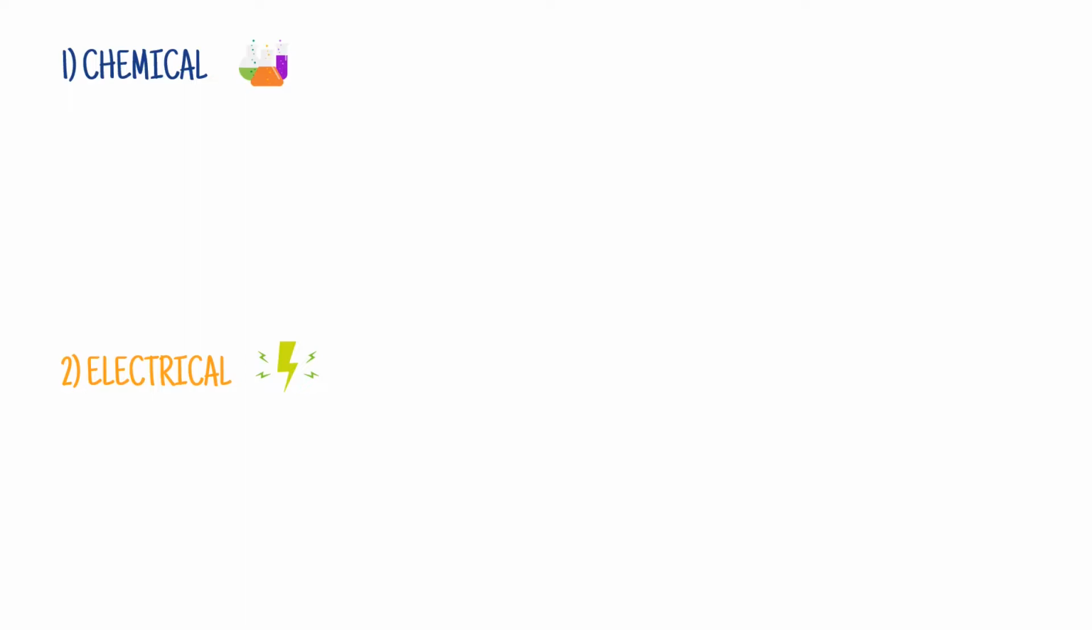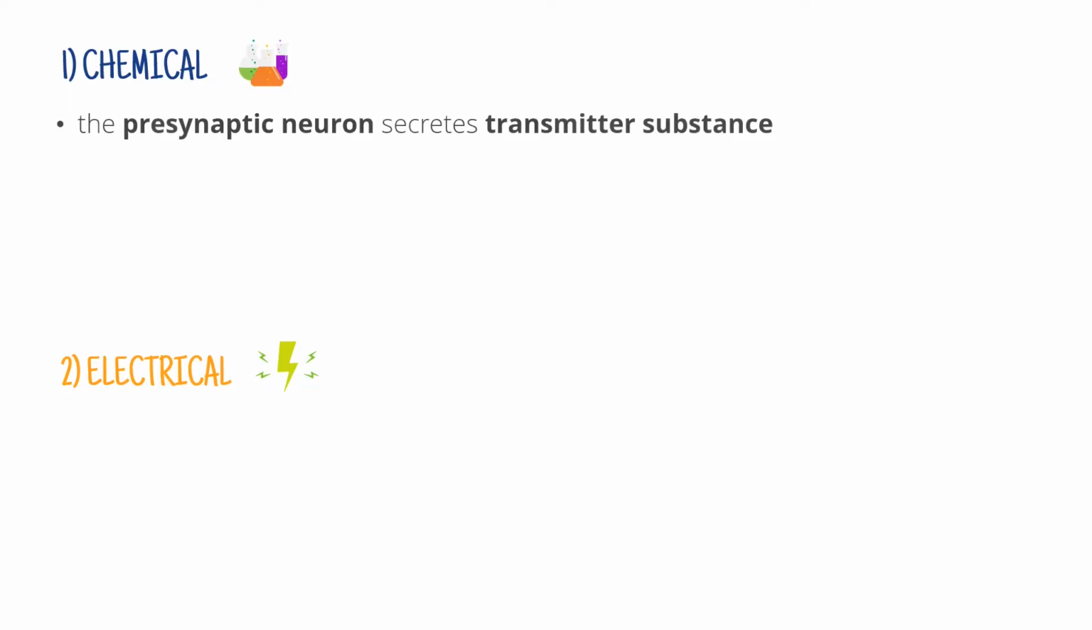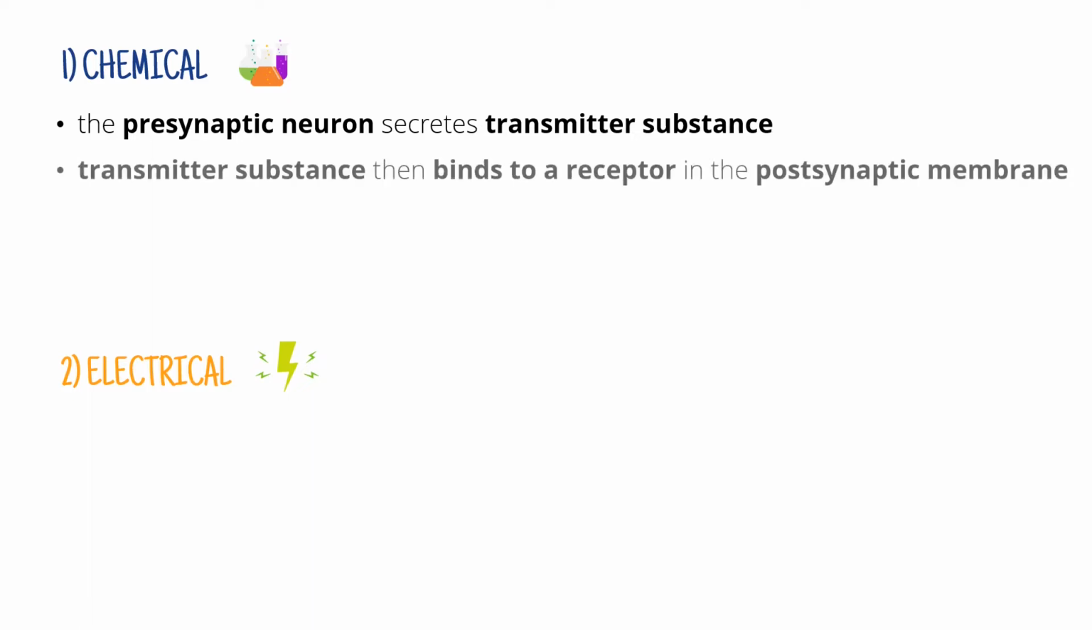In chemical synapse, the first neuron, called the presynaptic neuron, secretes the transmitter substance from its presynaptic terminal, which then binds to a receptor in the membrane of the next neuron, the postsynaptic membrane of the postsynaptic neuron, and excites or inhibits the neuron, as we have already said. This is the usual way of transmitting signals in the central nervous system.